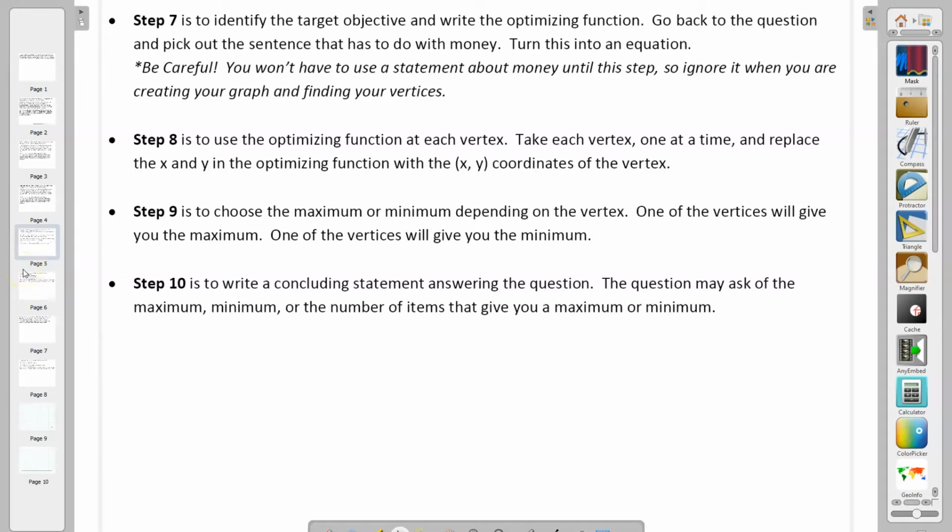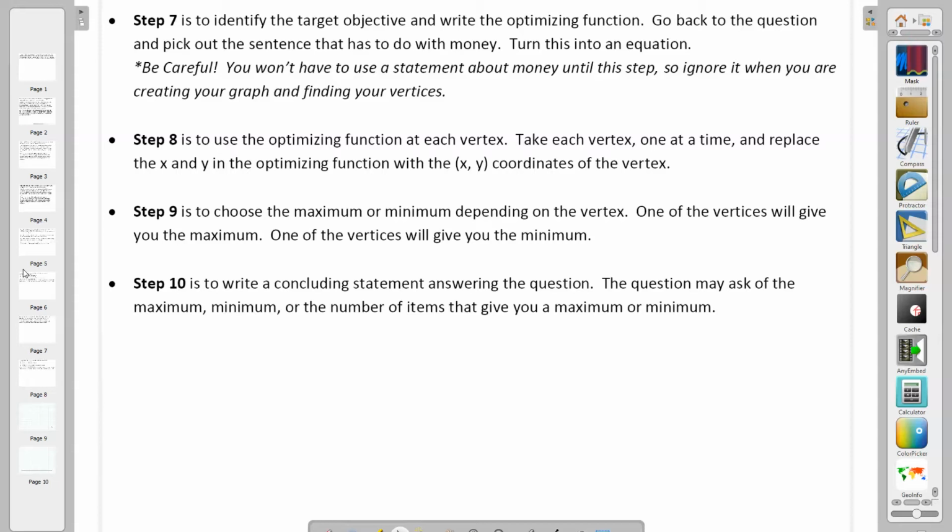Step 8 is to use the optimizing function at each vertex. So you take each vertex one at a time and replace the x and y in the optimizing function with the x and y coordinates of the vertex. Step 9 is to choose the maximum or minimum depending on the vertex. So of all the values you get out of step 8, you choose whichever one is largest or whichever one is smallest. One of these vertices gives you the maximum, and one of them gives you the minimum. Finally, step 10 is to write a concluding statement answering the question that was posed in the initial problem.